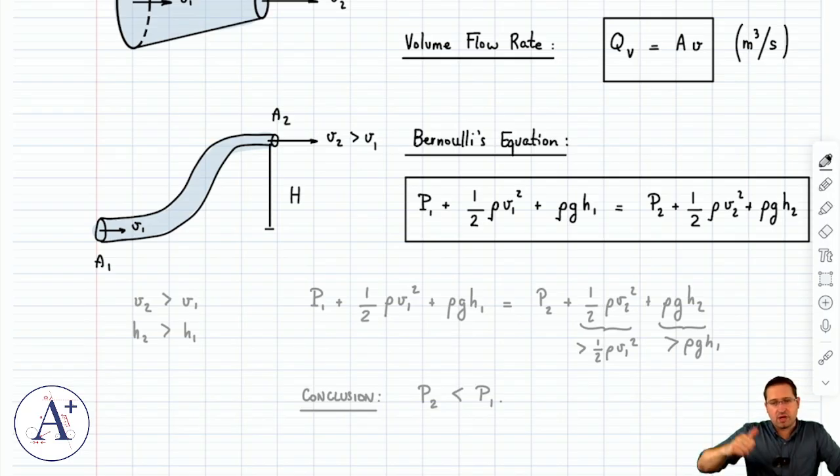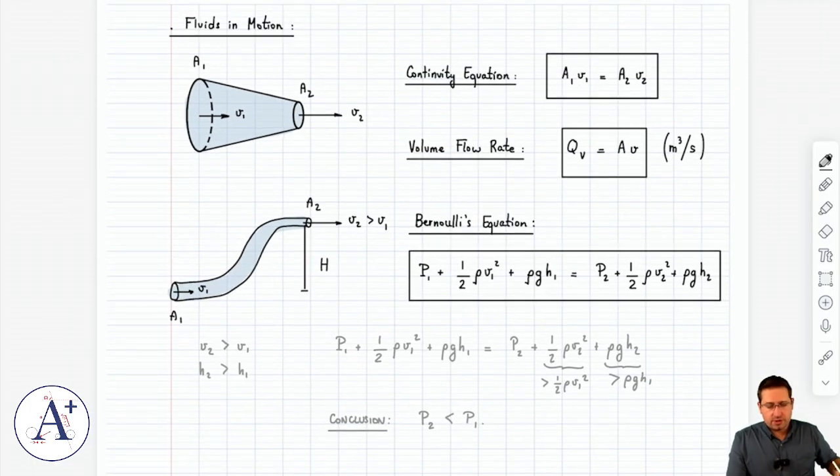Pressure drops when velocity increases. That's what Bernoulli's equation tells us. Pressure drops when height increases too. Okay, so something to keep in mind. All right, so that's Bernoulli's equation, along with the continuity equation, tells me all the equations that I need to describe fluids in motion.